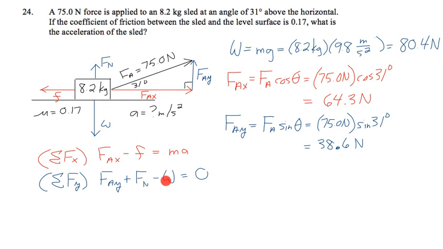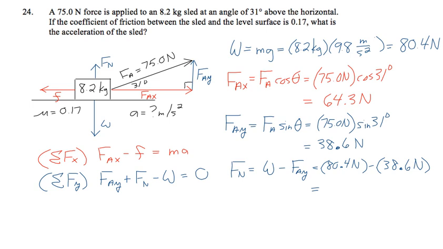So I'm going to get Fn by moving the W to the other side and the Fay to the other side. When I move the W to the other side, it's going to be positive. And when I move the Fay to the other side, it's going to be negative. So that's going to be W minus Fay. The weight is 80.4 newtons, and Fay is 38.6 newtons. So solving that, and what is that?